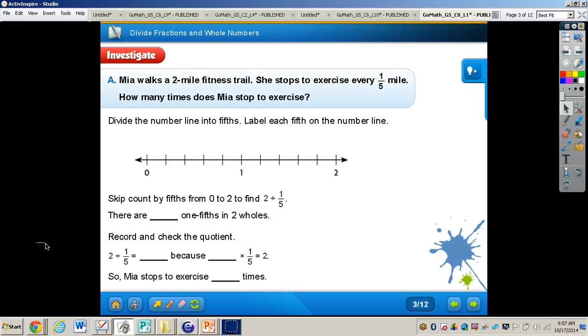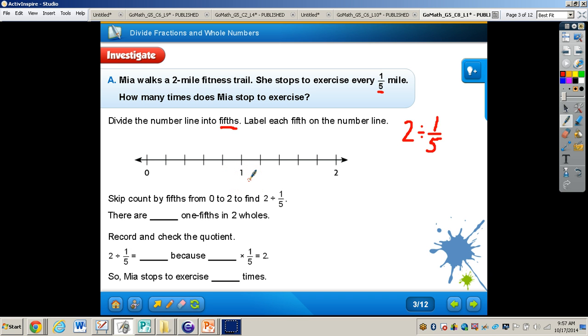Now, what we can do first of all is we could draw a number line. This is just a strategy that you could use. You could draw a number line, divide the number line into fifths. Okay? Now, why fifths? Because we're dealing with the problem of 2 divided by 1/5. Okay, if it was 2 divided by 1/6, we would divide it into sixths, and so on.